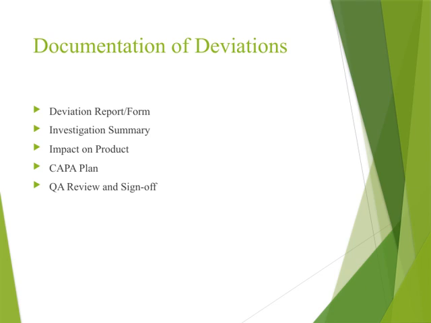Next, we assess the impact on the product. This step is vital because it determines if there are any safety, efficacy, or compliance concerns that need to be addressed immediately. Based on this, we develop a CAPA plan, corrective and preventive actions, that outlines how we will correct the deviation and prevent it from recurring in the future. Finally, the QA review and sign-off ensure that all steps are thoroughly checked and approved before moving forward. This process keeps us aligned with regulatory standards and maintains our commitment to quality. Overall, these steps form a comprehensive approach to managing deviations effectively and ensuring continuous improvement within our organization.